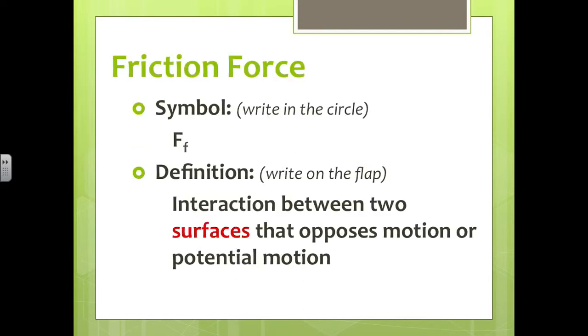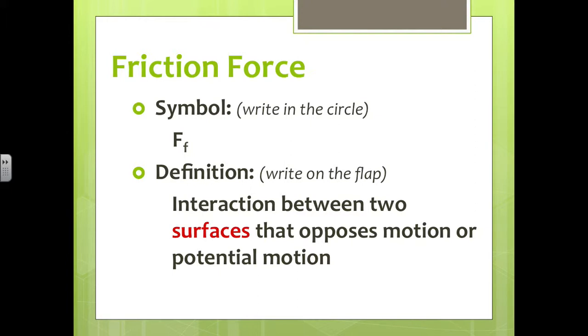Next one we have is force friction, F sub F. The idea behind friction is that it's an interaction between two surfaces that opposes motion or potential motion. The misconception here is that you have to be moving in order to have friction, and that's completely false. You have to have the potential to move, and I'll talk about that in just a minute. Once again, it's two surfaces that are interacting.